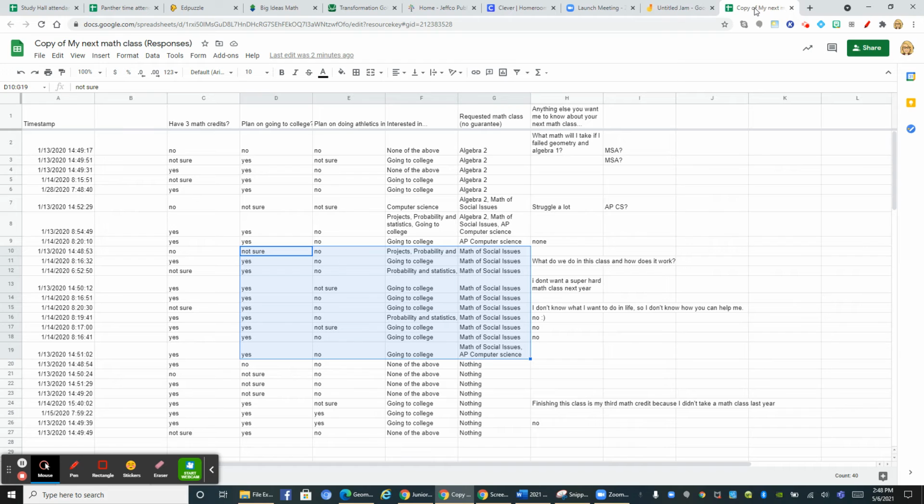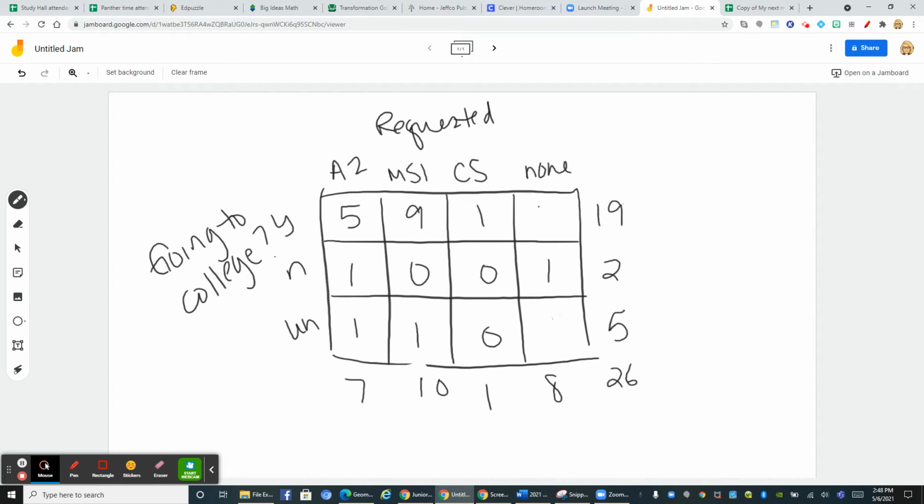And then finally, I could use the table to figure this out. I'm just going to double check since I messed it up last time. So for nothings, I have 1 no, 3 not sures, and 4 yeses. All right, and everything does add up in every row and every column.